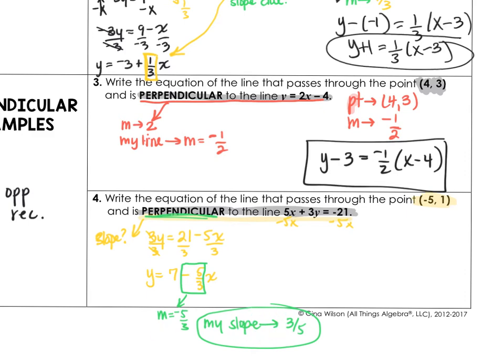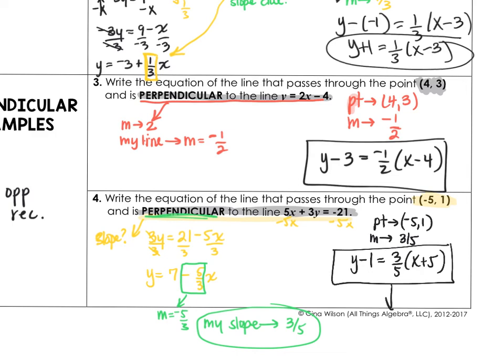So here's the info I have. I know my line passes through the point (-5, 1). And I know my line has a slope of positive 3/5. So I put it into point-slope form as such, and then I switch it into y equals mx plus b format.